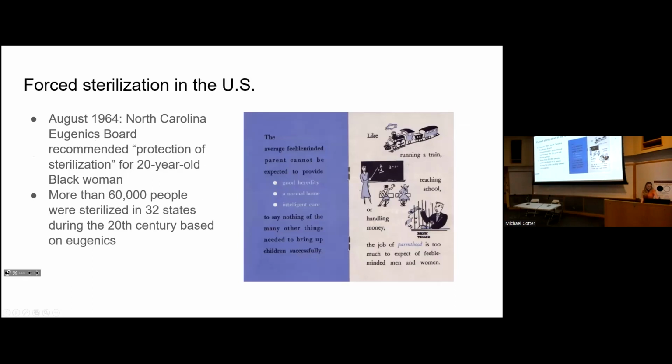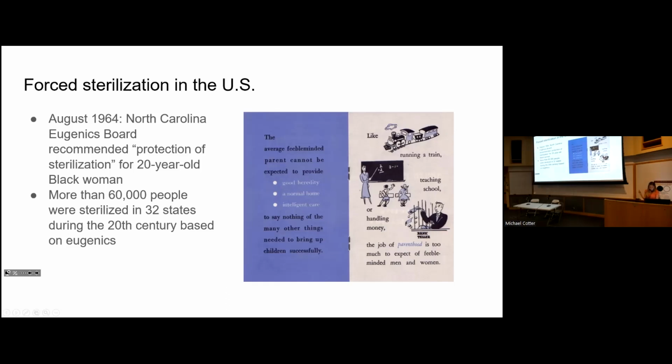So in 1964, the North Carolina Eugenics Board recommended protection of sterilization for a 20-year-old Black woman. They deemed her feeble-minded and unable to assume responsibility for herself or her child, and without her input, her guardian signed the form. White elites with strong biases about who was fit and unfit embraced eugenics, believing that society would be improved by increased breeding of Anglo-Saxons and Nordics, and anybody who did not fit this mold, which included most immigrants, Black people, indigenous, poor whites, and people with disabilities, became targets. And more than 60,000 people were sterilized in 32 states during the 20th century.